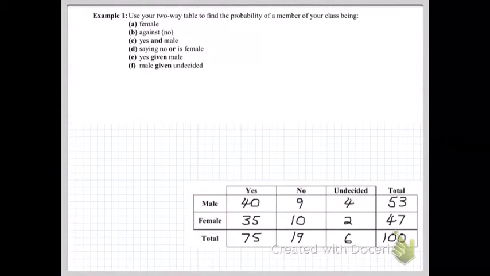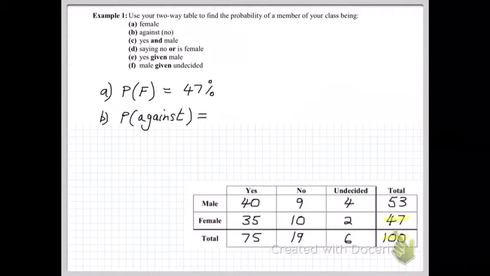Here's the table again down the bottom for reference. Firstly, the probability of a respondent or a member of the class being female. Well, we have 47 females out of a total of 100, so that's a probability of 47%. B, the probability of someone being against. That's a no vote, and there are 19 people out of 100 who voted no, so that's a probability of 19% of someone being against.